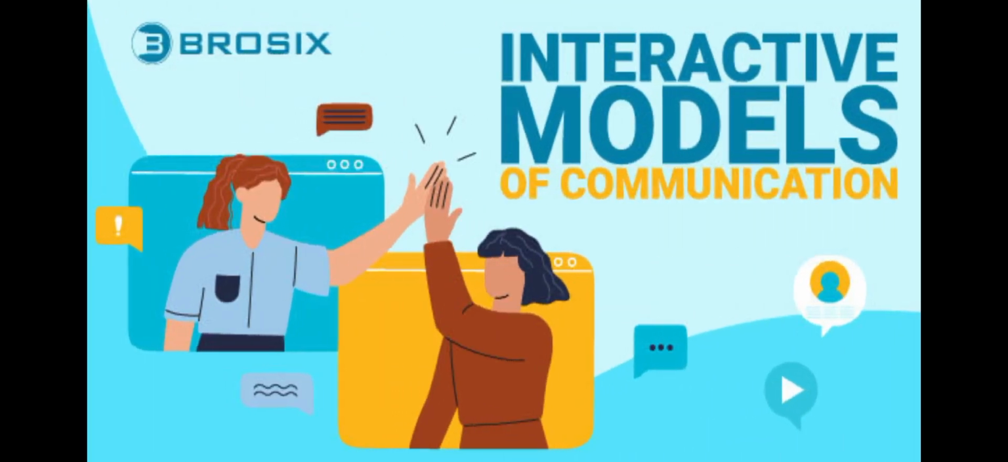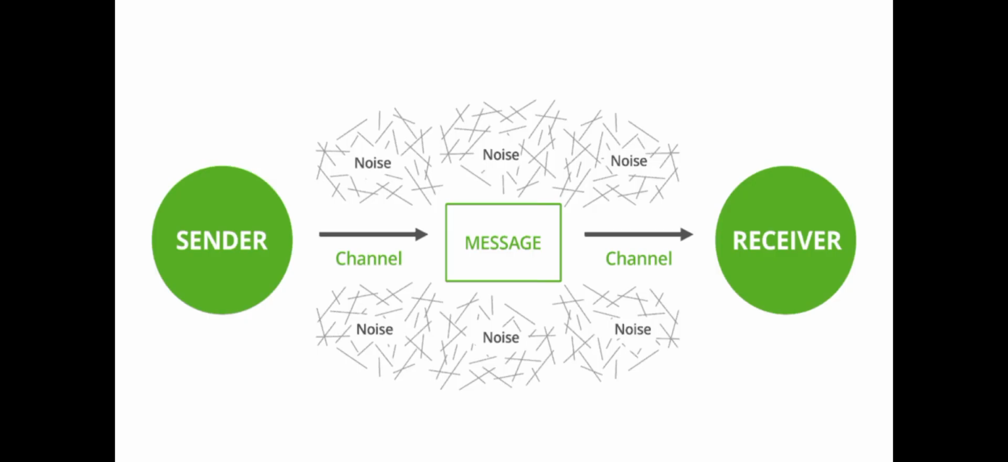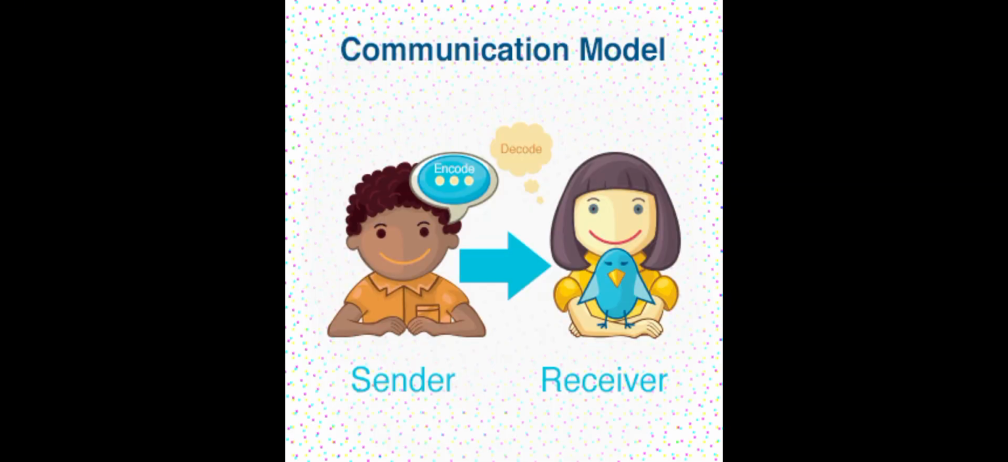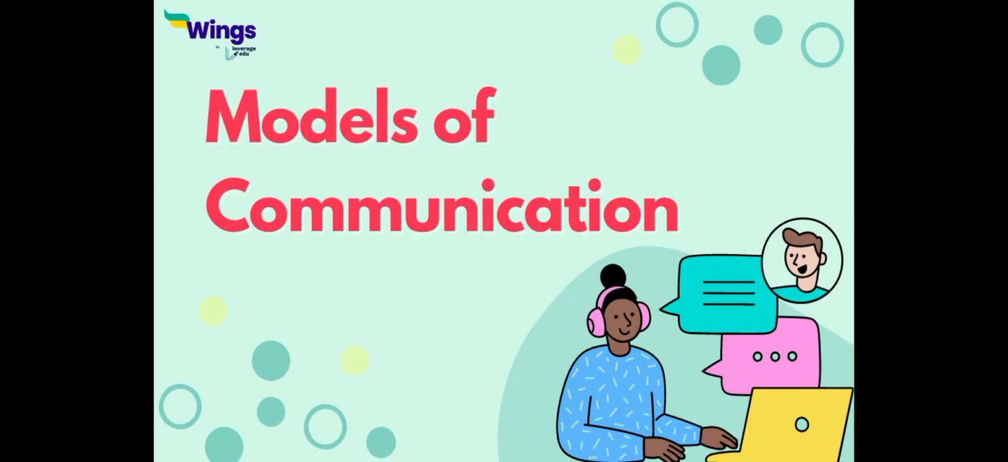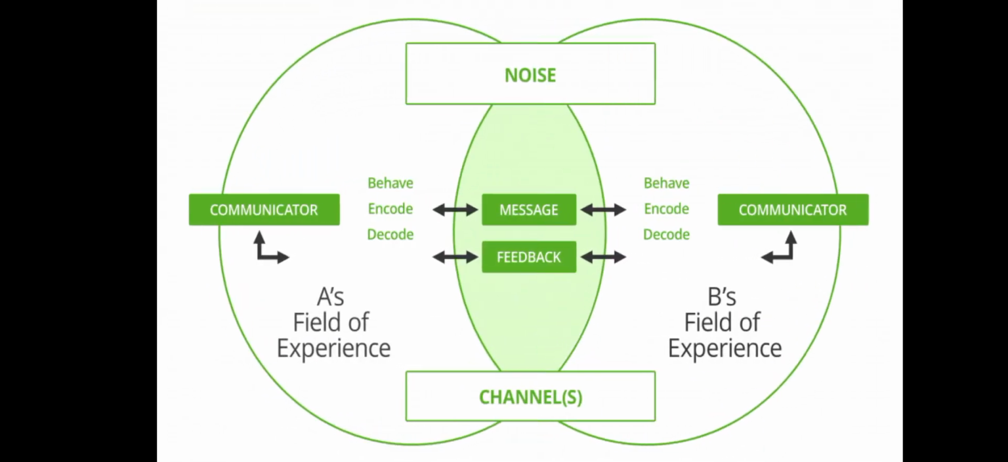This model starts in the same way as the previous. We have the sender, receiver, the channel of communication, the message sent, and the noise that is influencing the reception. What is different about this model is the way that we approach the message. There is interaction, and the message goes both ways, from left to right and from right to left.